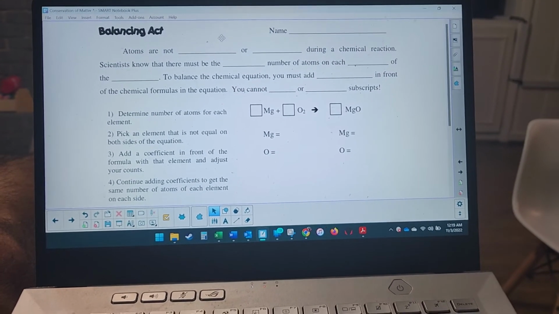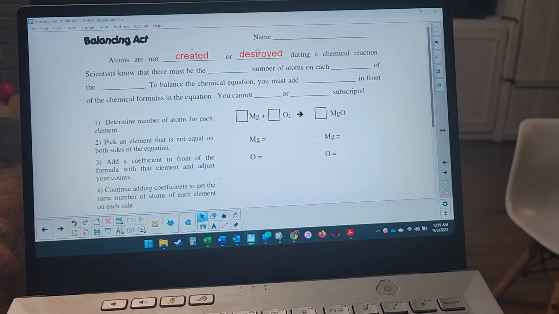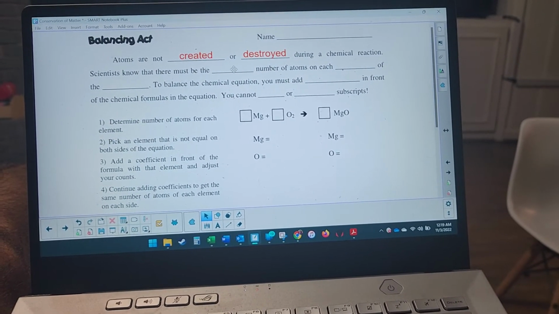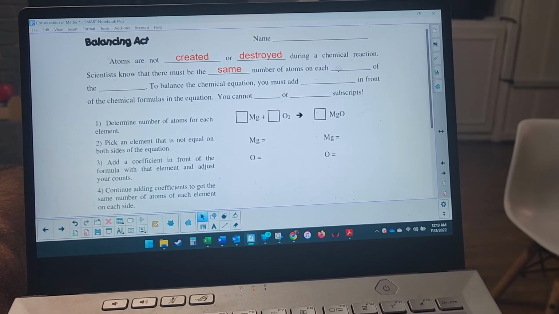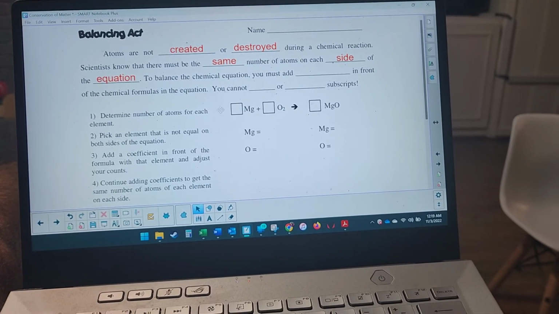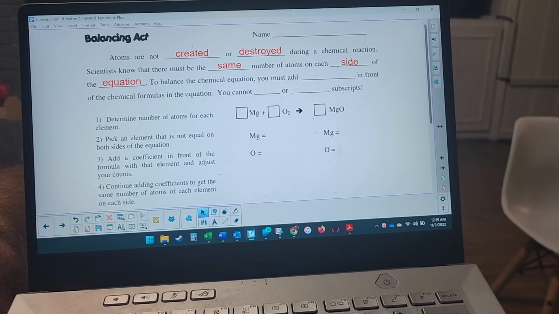Okay, hopefully you paused it. So here's the deal. It says atoms are not created or destroyed, we know, during a chemical reaction. They're only changed. Scientists know there must be the same number of atoms on each side of the equation. So the number of atoms on this side must equal the numbers on this side. The amount of reactants must equal the products.